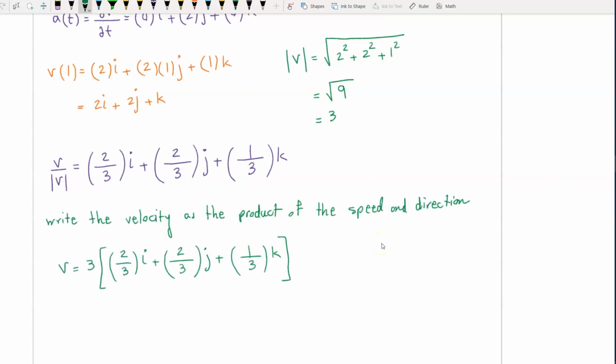And finally, write velocity as a product of speed and direction. Speed was equal to 3, and here we had direction. So velocity is equal to 3 times 2/3 i plus 2/3 j plus 1/3 k.